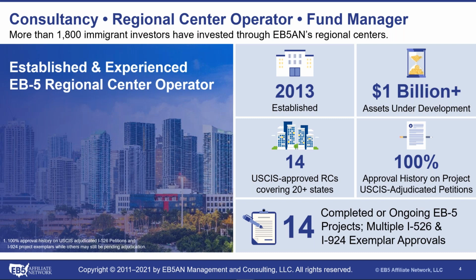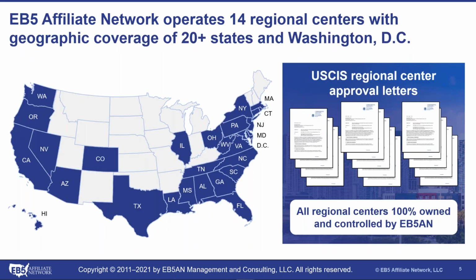A little bit more background about our company, EB5AN. We're a regional center operator, consulting firm, and fund manager. Over 1,800 investors have joined projects under our regional centers that we own and operate across the United States. This is a quick overview map of where some of our regional centers have coverage and where we sponsor projects ranging from one investor to several hundred investors across the country.